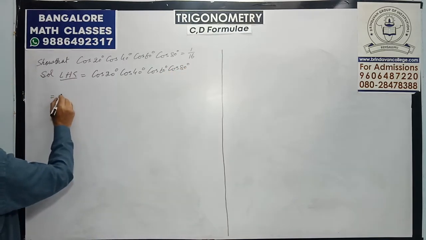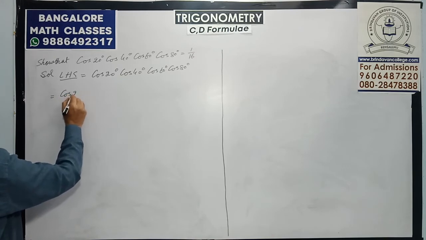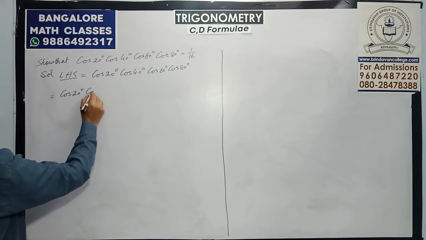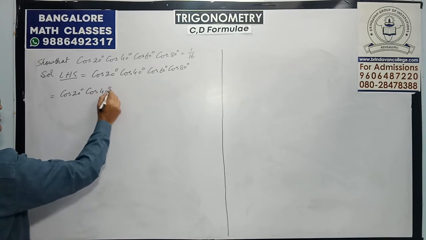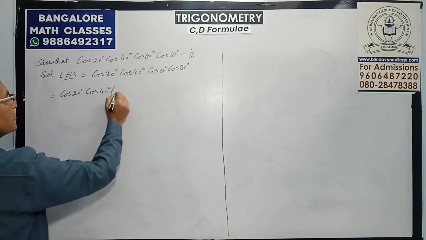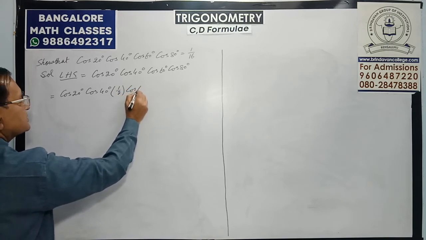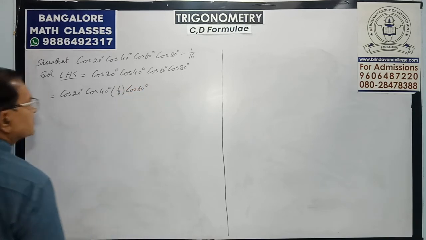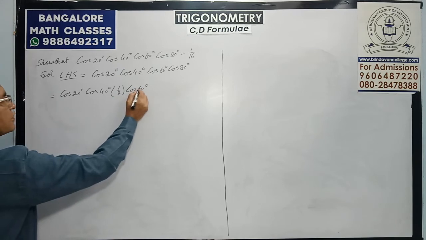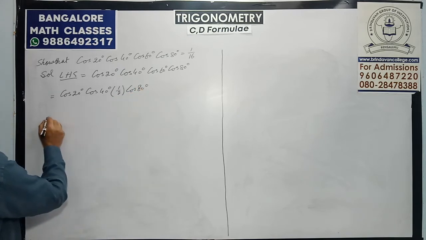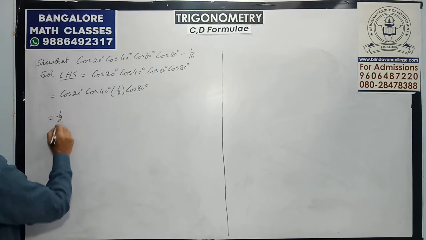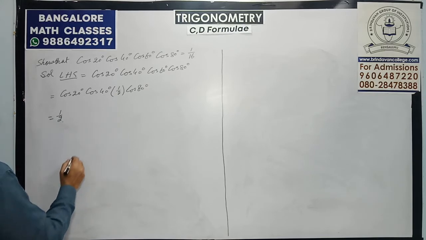can be written as cos 20, cos 40, cos 60 is 1 by 2, cos 80. Collect the higher angles.